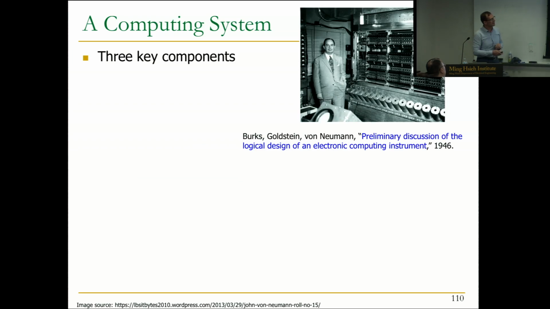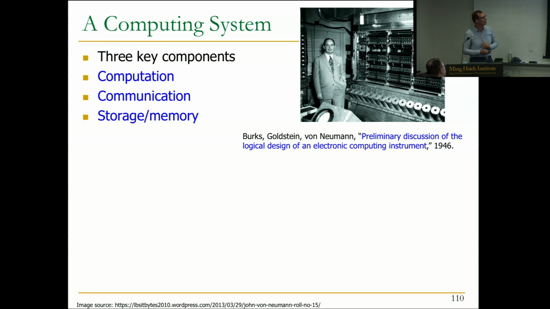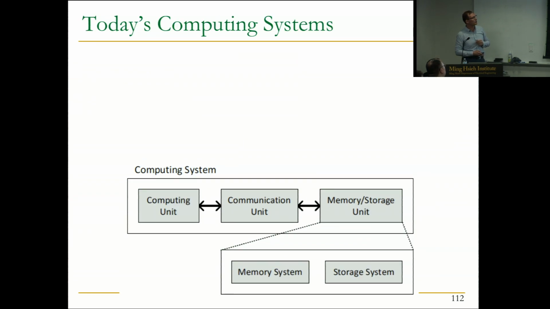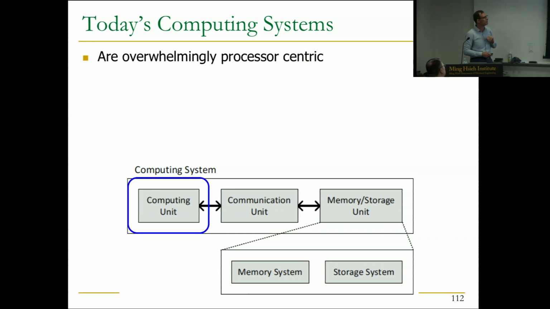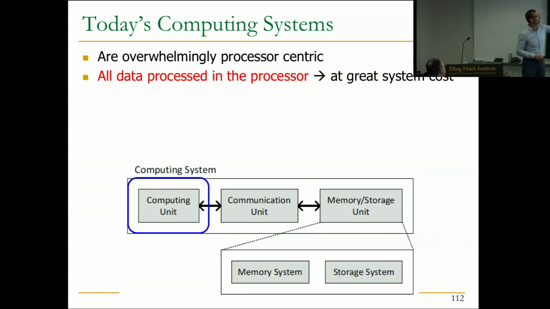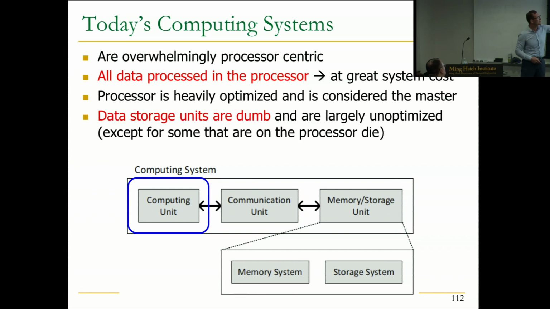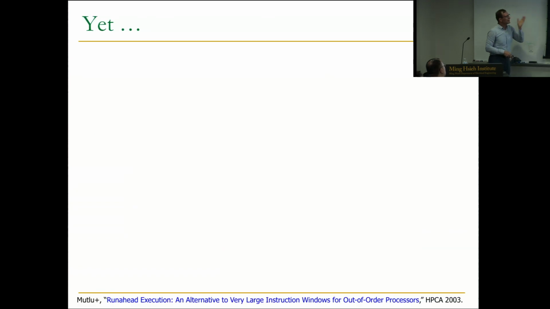And if you go back 70 years ago, this is von Neumann's fundamental paper, where he defined three key components of a system: computation, communication, and storage, or memory. And if you look at the history of computing, for a long time, we've heavily optimized this computing unit. And I take this generally; the computing unit includes the accelerators that we have today also, not just general purpose CPUs. We're overwhelmingly processor-centric. All data is processed here at great system cost. And this is heavily optimized and is considered the master, whereas the data storage units over here are dumb and largely unoptimized. Only the ones that are inside the computing units are very optimized. Yet, we have a problem.